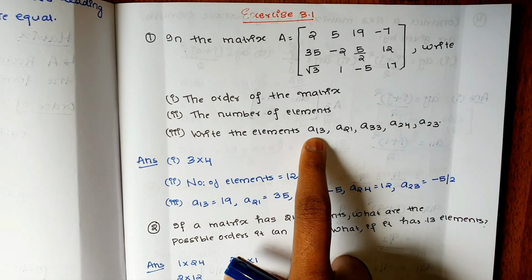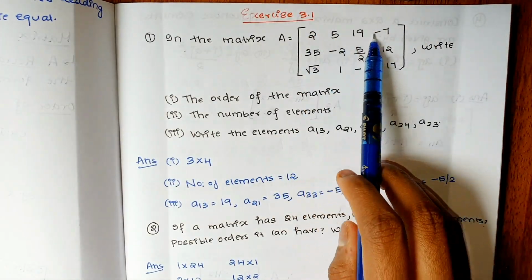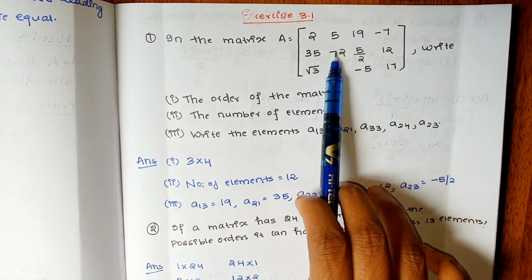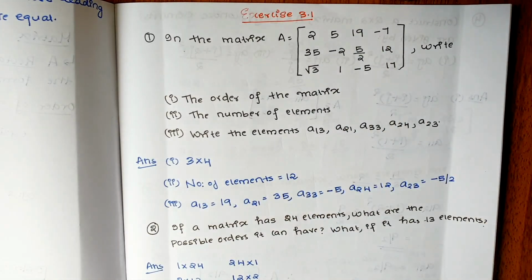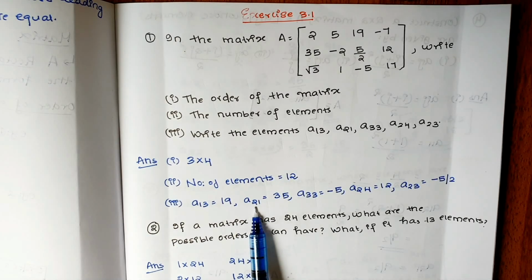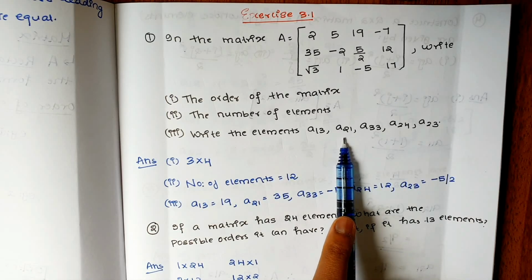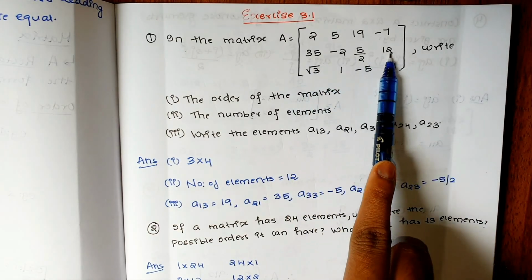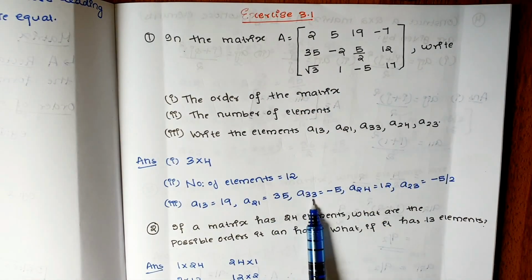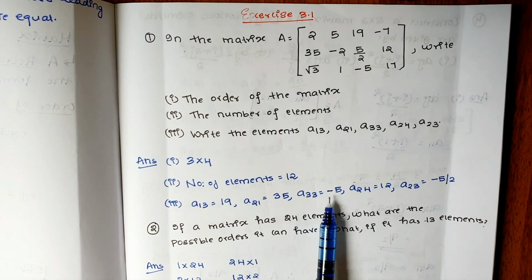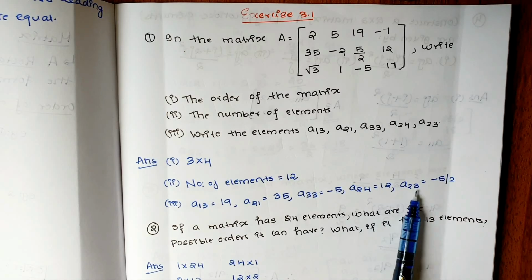A13 means it is at the first row and third column. This is our first row and third column. 1, 2, 3. So, this is the element. 19 is the element. Next is A21. A21 means this is at the second row and first column. This is our second row and first column. So, 35 is our element. A33. Third row, third column, that is -5. A24, second row, fourth column, 12.